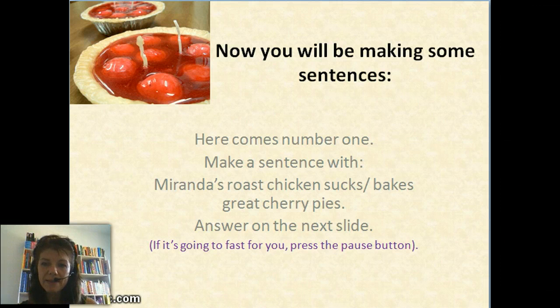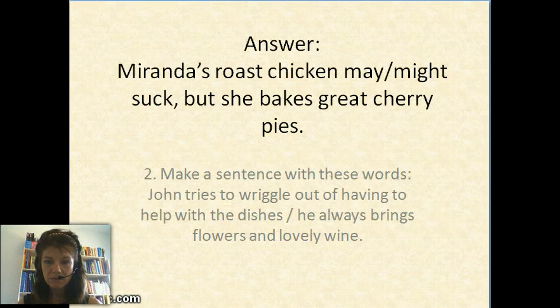Now you will be making some sentences. Here is number 1. Make a sentence with Miranda's roast chicken sucks, bakes great cherry pies. Answer is on the next slide. And if you're having trouble giving the answer very quickly, just press the pause button. The answer is Miranda's roast chicken may or might suck, but she bakes great cherry pies.